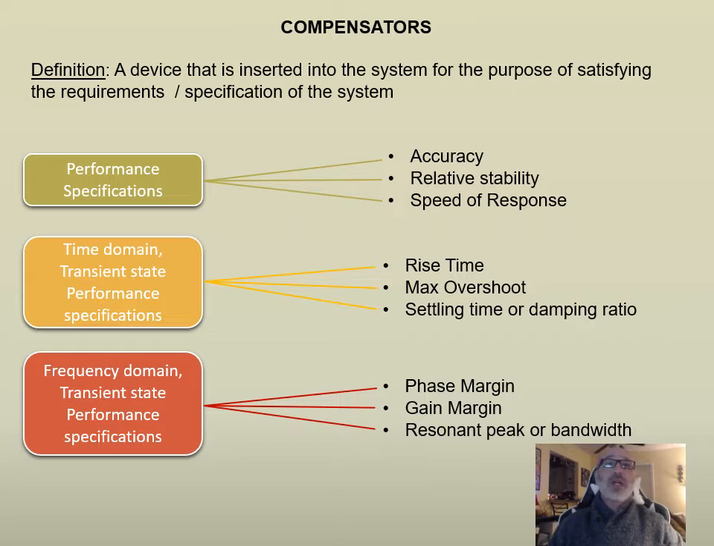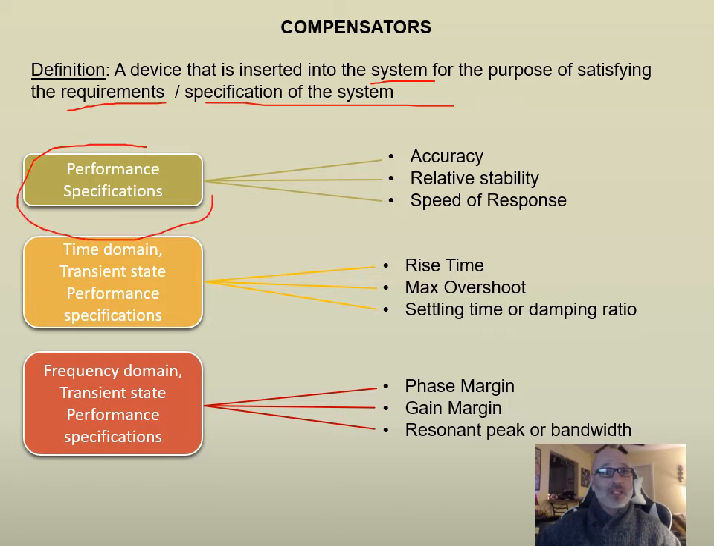So as we take a look at this now, we talked about there being time domain and frequency domain. So we're going to go back up to our basic definition of a compensator. This is any device that is inserted into a system for the purpose of satisfying the requirements or specifications of that system. Now we can break this down a little bit. If we're talking about performance specifications, there are three different things that we're going to refer to here: the accuracy of our system, the relative stability, and the speed of response.